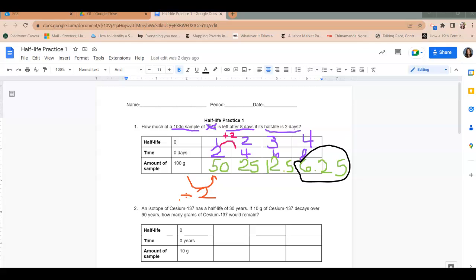And that's how you do half-life problems. So I hope this video was helpful. Feel free to go and watch it again, look at this part, and copy it down on your paper.